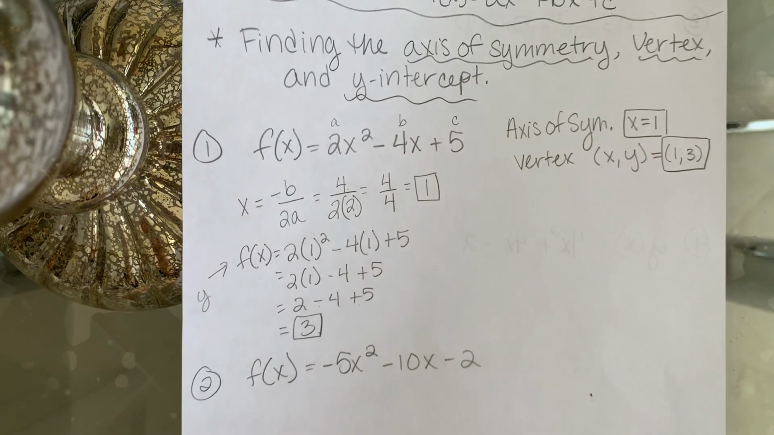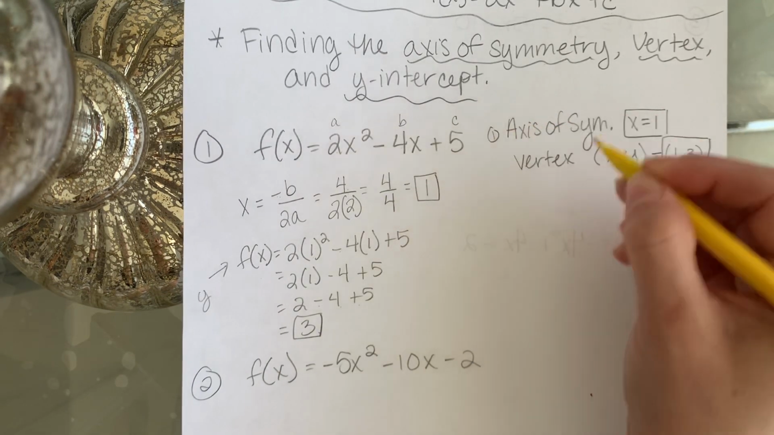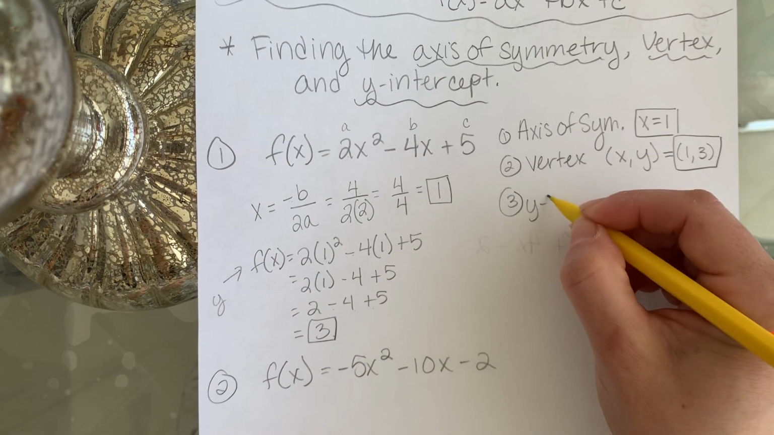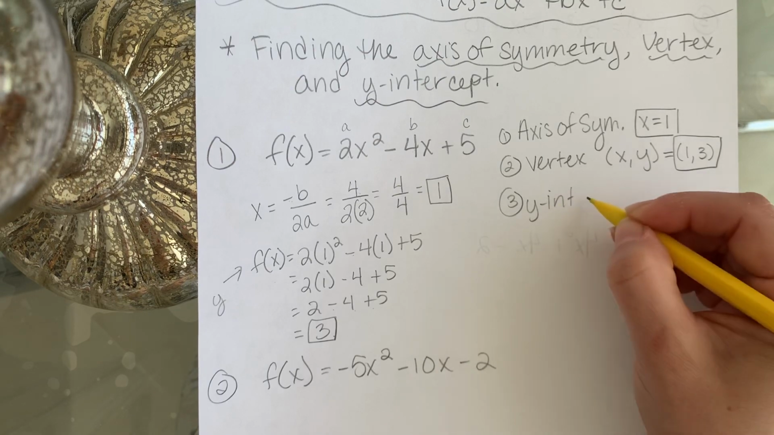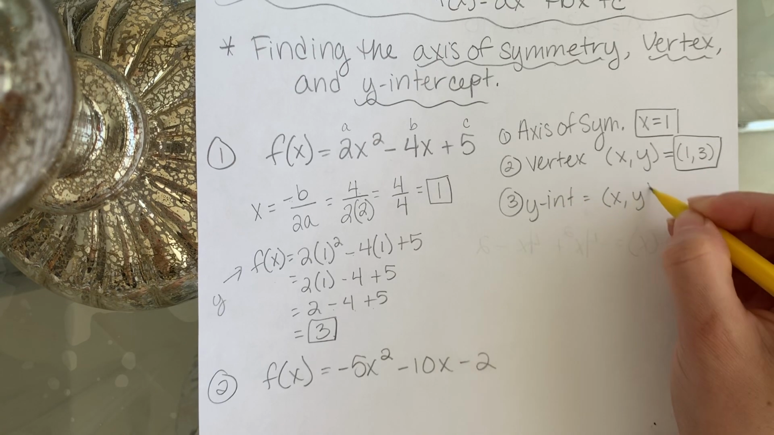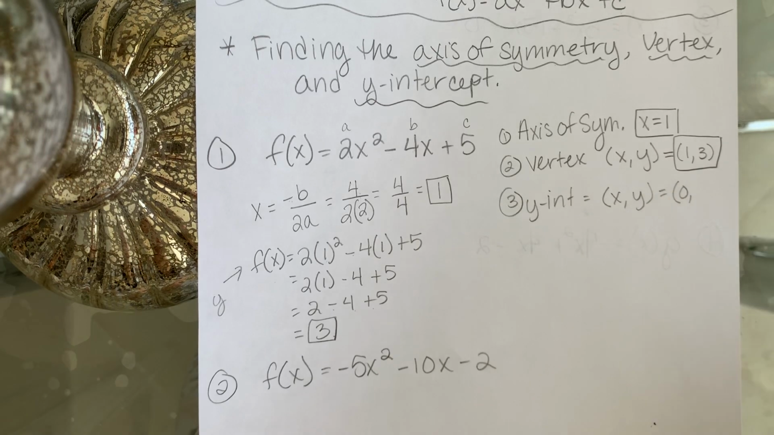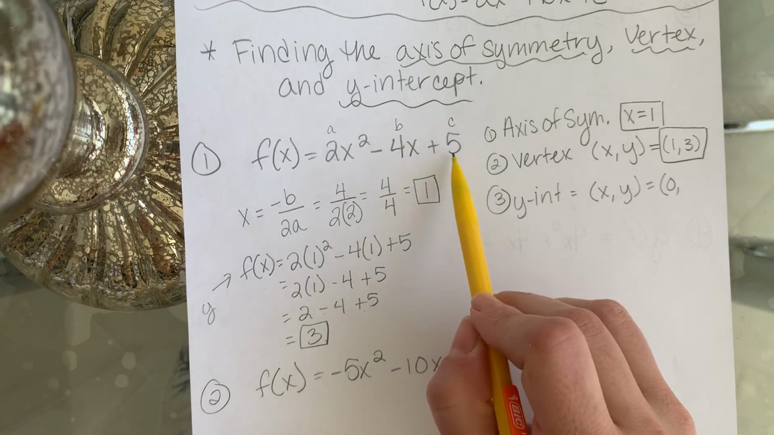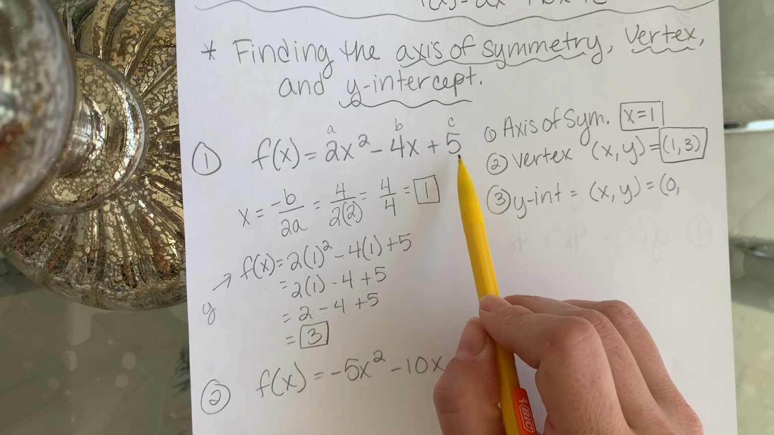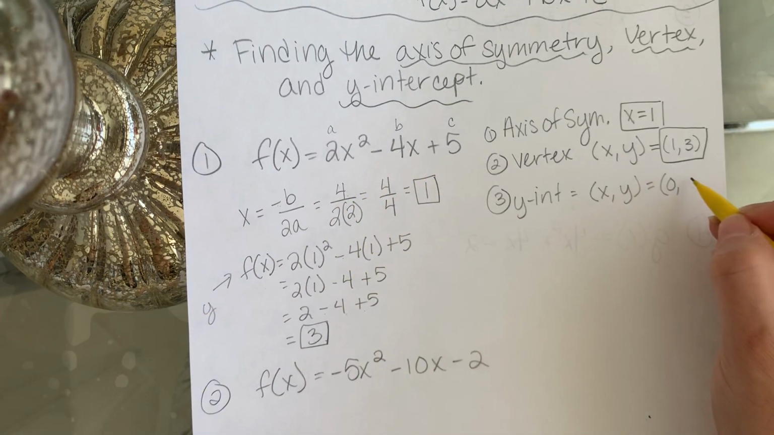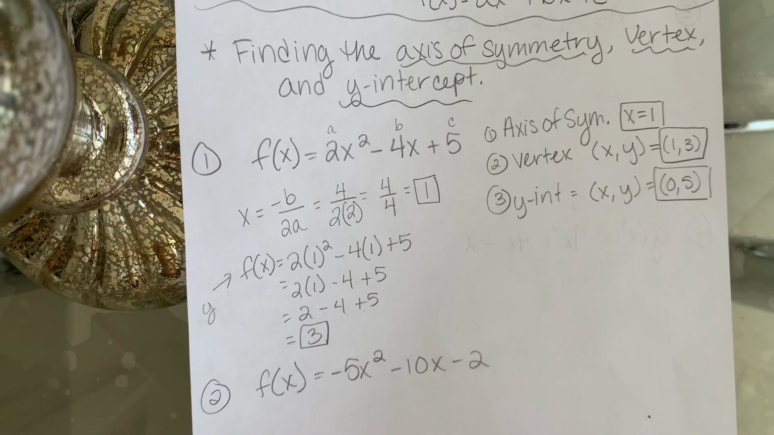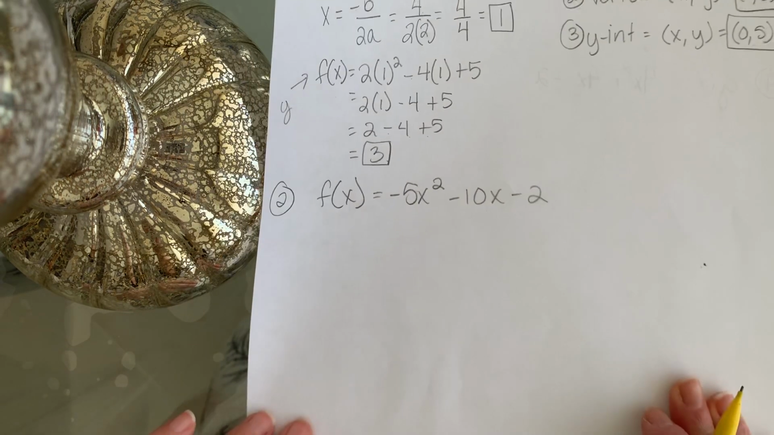That's your vertex. So we found the axis of symmetry, the vertex, and now the y-intercept. Y-intercept is an x and y point as well, where your x is always 0. And the y-intercept of every standard form quadratic is the c value in your quadratic. So the c value in this example was positive 5, so it's (0, 5). And that one's finished. Let's go to example number 2.